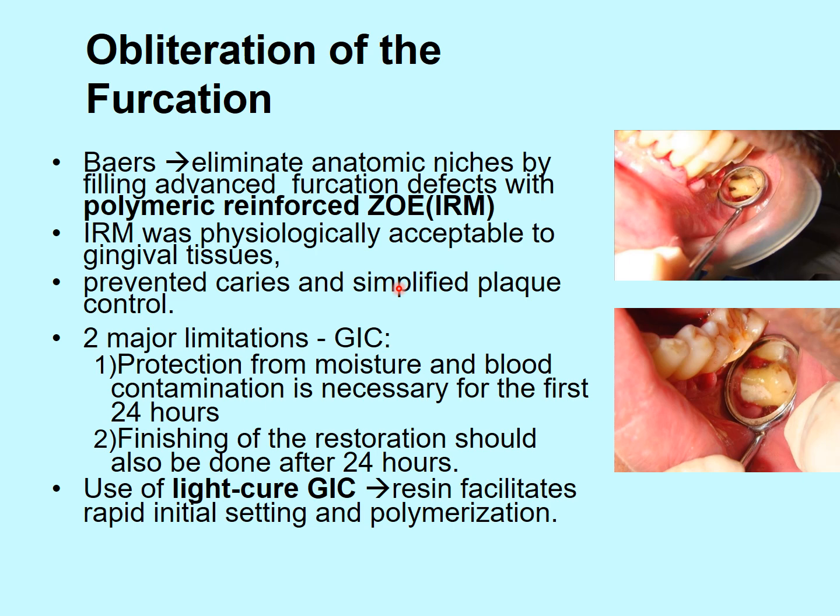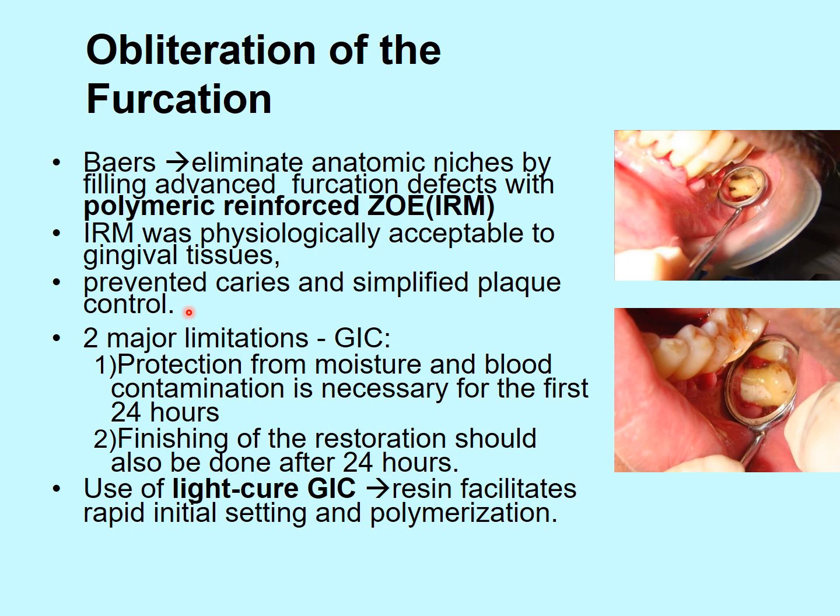Coming to obliteration of the furcation, there are ways to eliminate the anatomic niche. So if it is grade 2, this can be treated if it is exposed. It can obliterate the furcation defect with polymer reinforced zinc oxide eugenol, that is the intermediate restorative material. So this is physiologically acceptable to gingival tissues, to prevent caries and simplify plaque control.